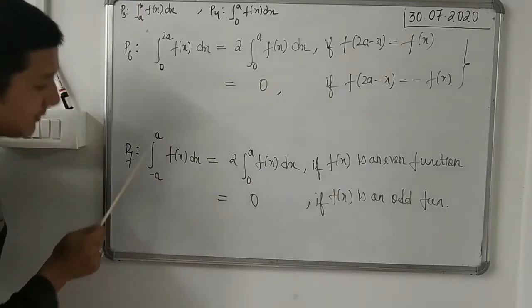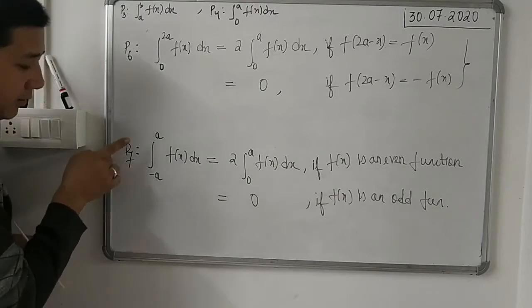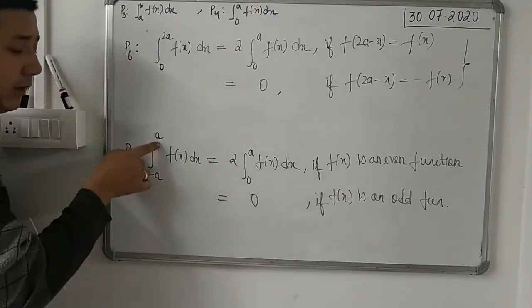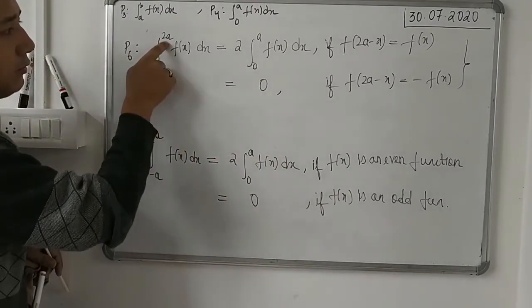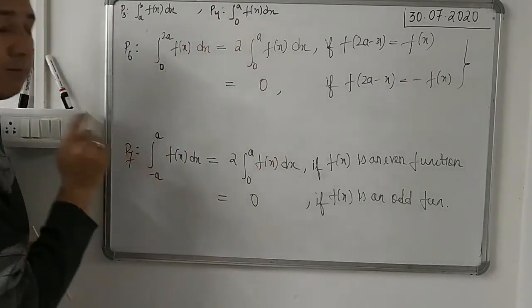P7, minus a to b. So I hope now you can see here also, if it is P7, minus a to a. P6, 0 to 2a. P4, 0 to a. Okay, and these are very important properties in ISC.